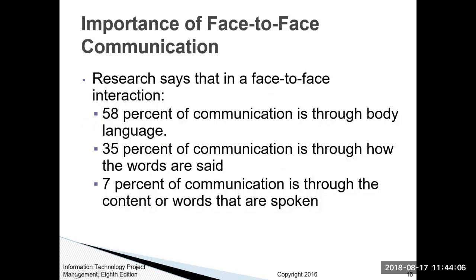The importance of face-to-face communication: the research that they had said that in a face-to-face interaction, 58% of communication is through body language. If you are sitting face-to-face in a meeting and you have your arms crossed, if you even cross your legs, those are body language aspects, mannerisms that tell people you're closed off from them. And so when you sit there with your arms crossed, even if it's on top of a table, you're not presenting yourself openly, and a lot of people can take that as a very bad communication skill.